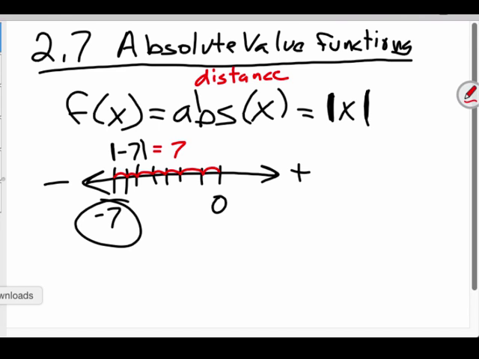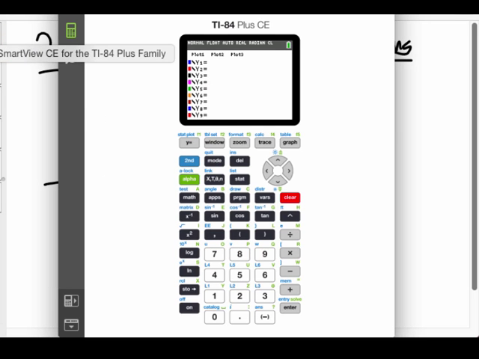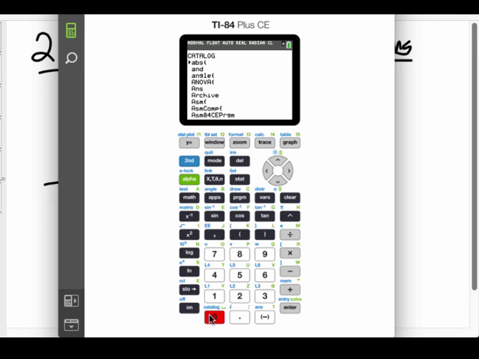Alright? But let's look at this parent function of y equals the absolute value of x. If you go into your calculator and you hit y equals, you'll get this screen. Your calculator has the absolute value programmed into it. Alright? So let's do that. The easiest way to get there, it's the first thing in catalog. So if I hit second, then I hit catalog, you'll get ABS, open parentheses. I'm going to select that, put X, and then close parentheses.